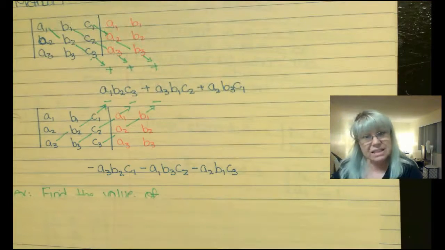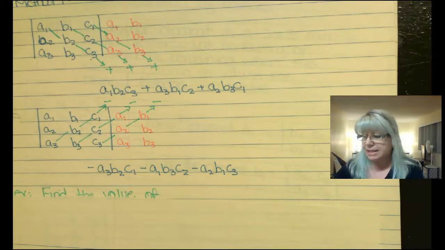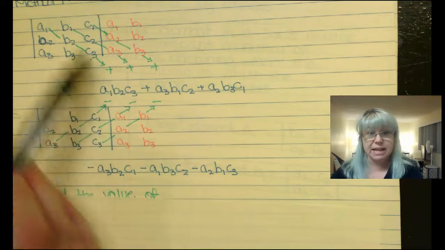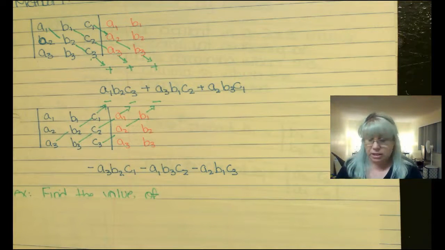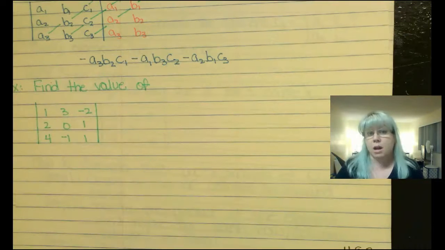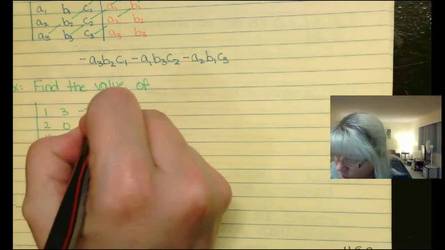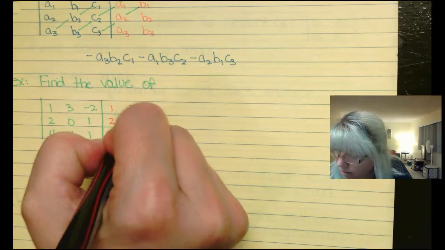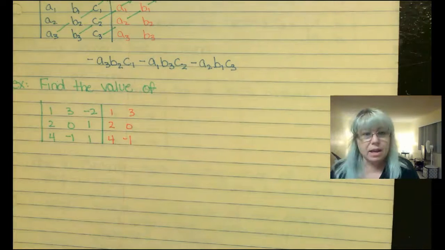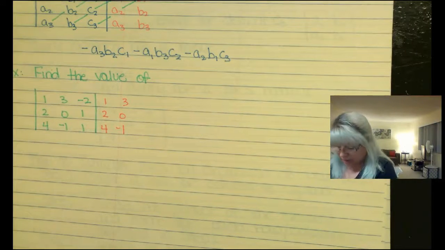Okay? That's how we came up with that big, long equation. I think it's easier to visually see the straight diagonals versus trying to remember which combination goes with which. All right, let's put it into play. First step is I'm going to rewrite the first two columns, 1, 2, 4, and 3, 0, negative 1. And now I'm going to multiply the diagonals.